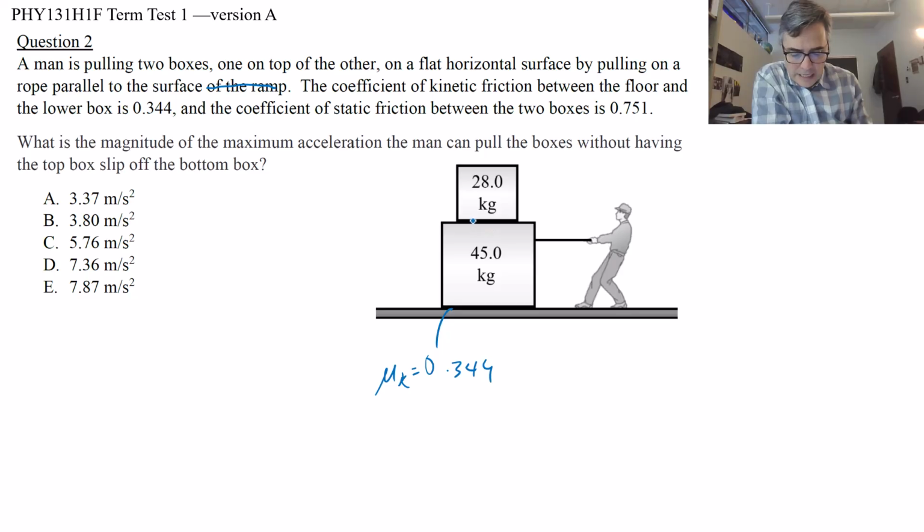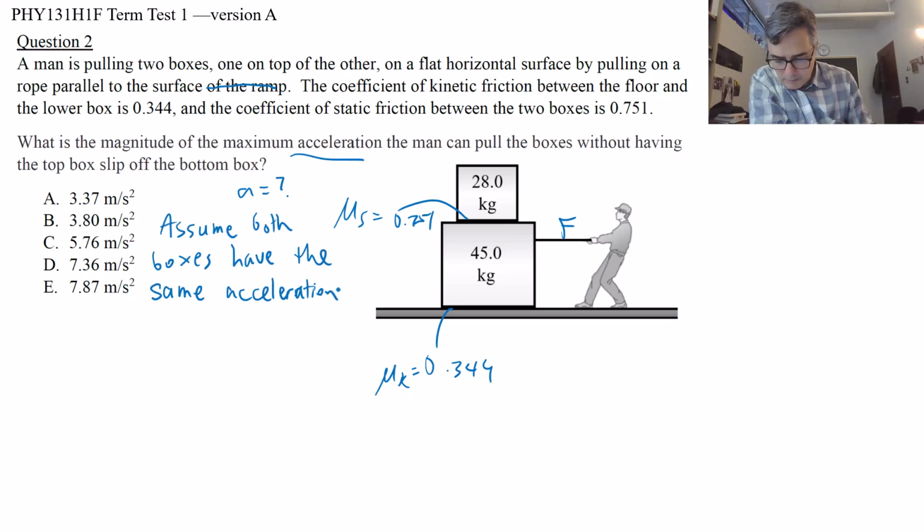and the coefficient of static friction between the two boxes, mu sub s, is 0.751. What is the magnitude of the maximum acceleration the man can pull the boxes without having the top box slip off the bottom box? So you're asked for acceleration, and he's got some pulling force. You're not asked for that pulling force, but basically we will assume that both boxes have the same acceleration.